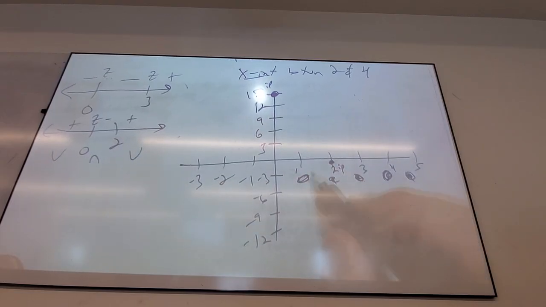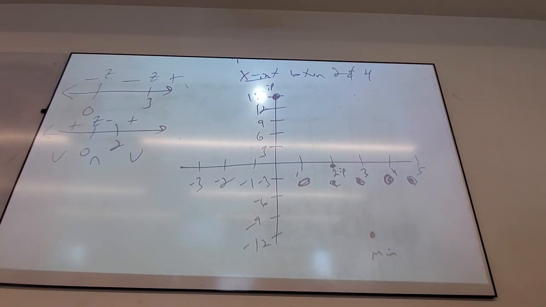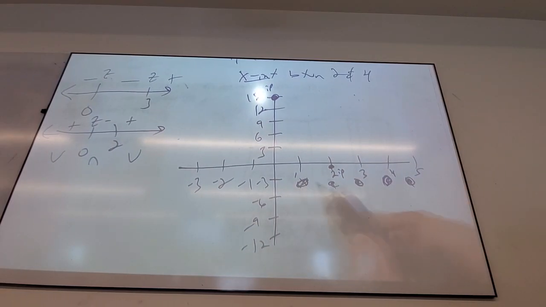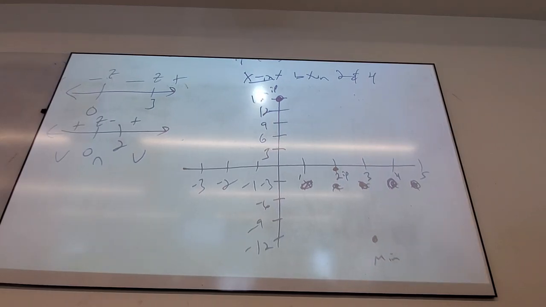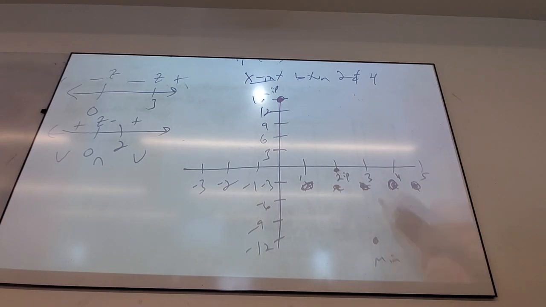Oh boy, this is a mess. These aren't points, these are like mistakes I made. Okay, good job, looking great. So there's obviously going to be somewhere it goes through the x-axis here. Since that's a min, it's got to turn and go through the x-axis down.